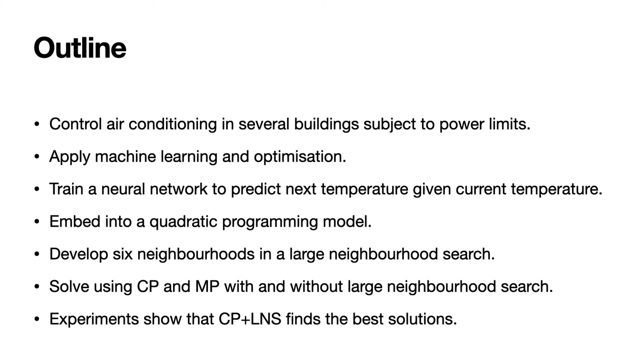We also developed 6 neighborhoods in a large neighborhood search. Each of these neighborhoods aim to improve the solution in a different way. We solve the optimization model using constraint programming and mathematical programming with and without the large neighborhood search, so we have 4 methods in total. For constraint programming, we use Gecode, and for mathematical programming, we used Gurobi. Our experiments show that LNS in constraint programming finds the best solutions. Now let's take a look at the details.